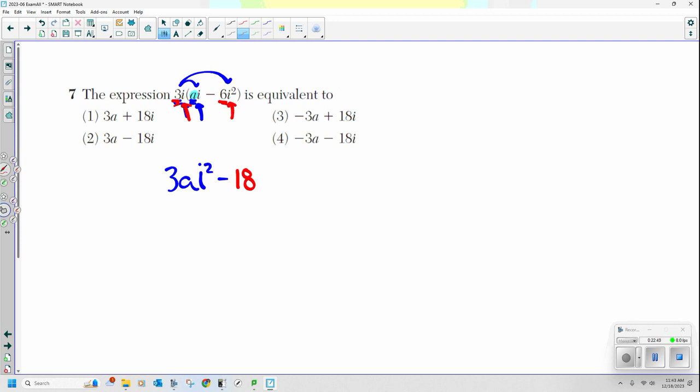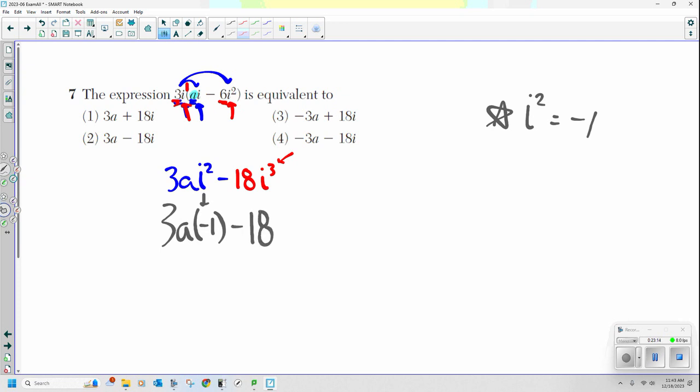I times I squared is I cubed. Remember, I add the exponents. That's an I to the 1 and an I squared. 1 plus 2 is 3. Now here, we need to remember that I squared is the same thing as -1. So I'm going to write 3a and I squared is going to be -1 minus 18. I cubed, and I hate how they make you remember what I cubed is. That's the same thing as saying -I.